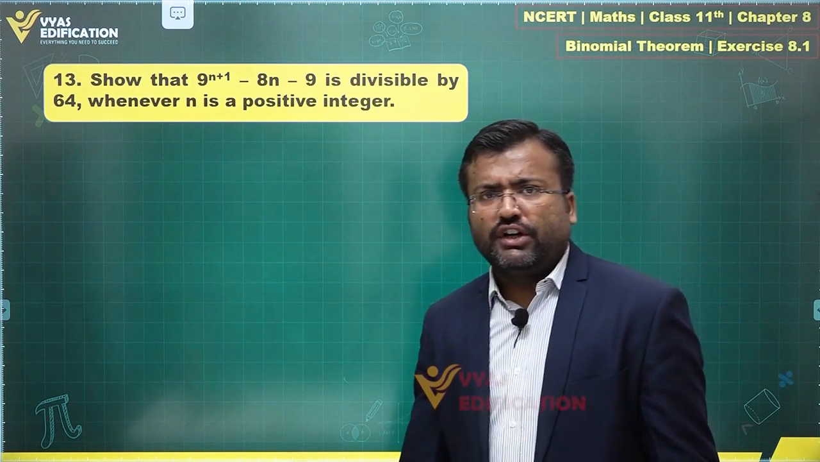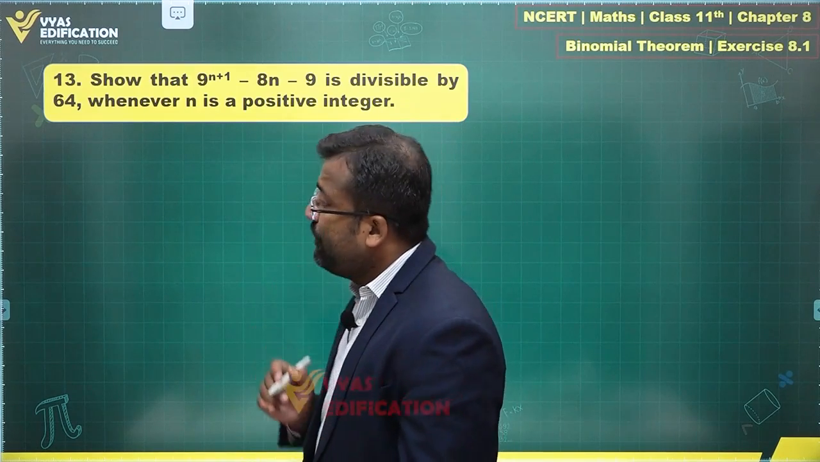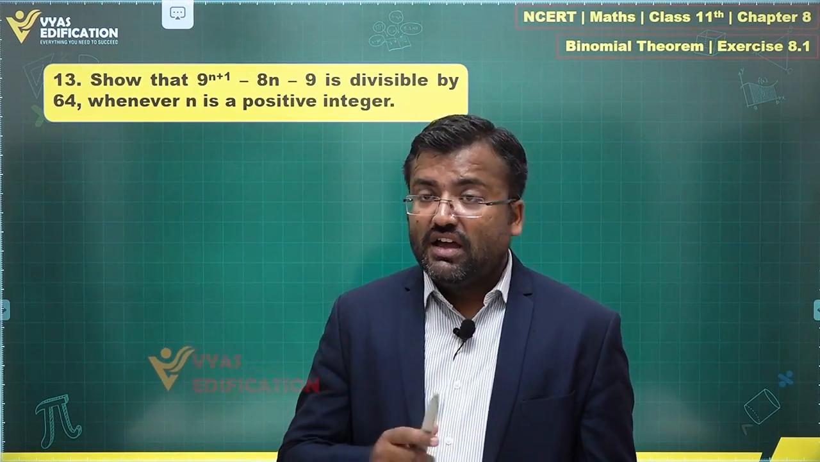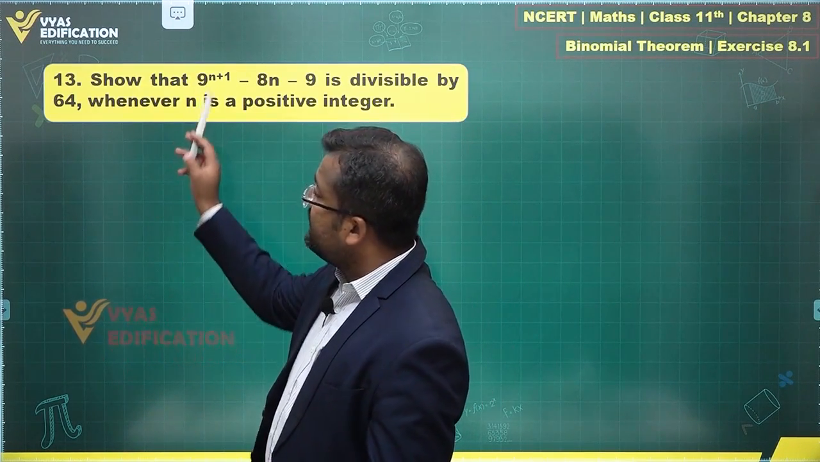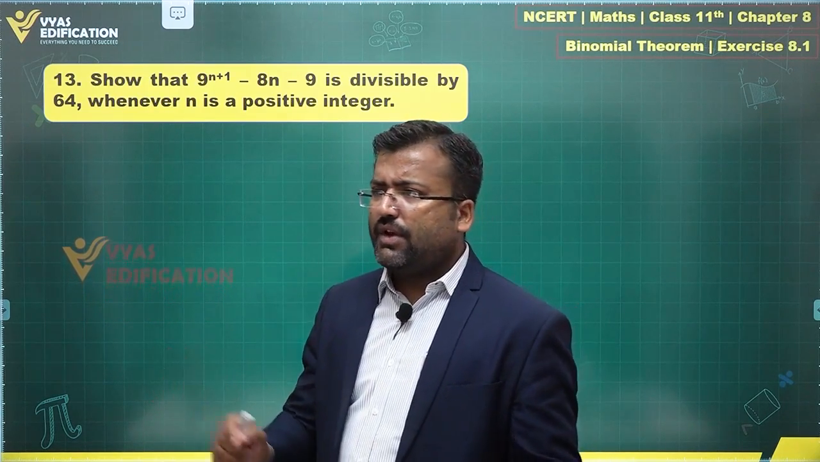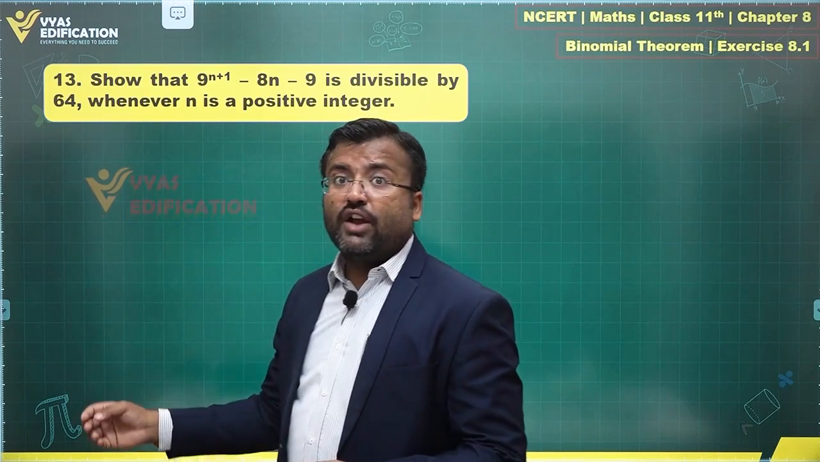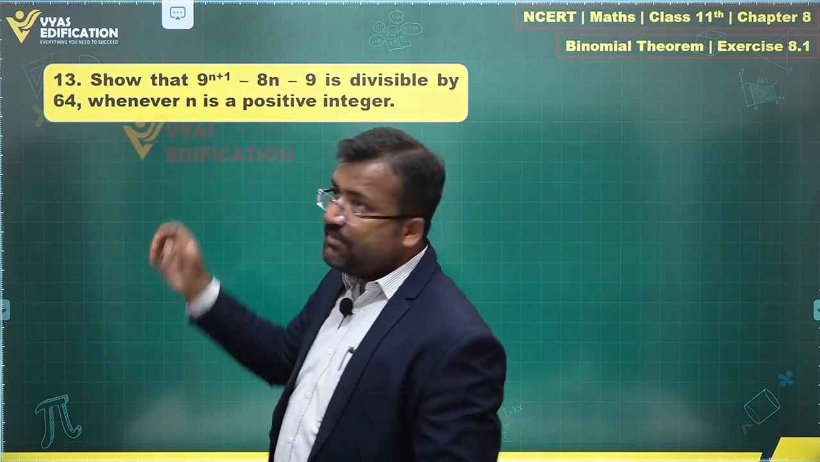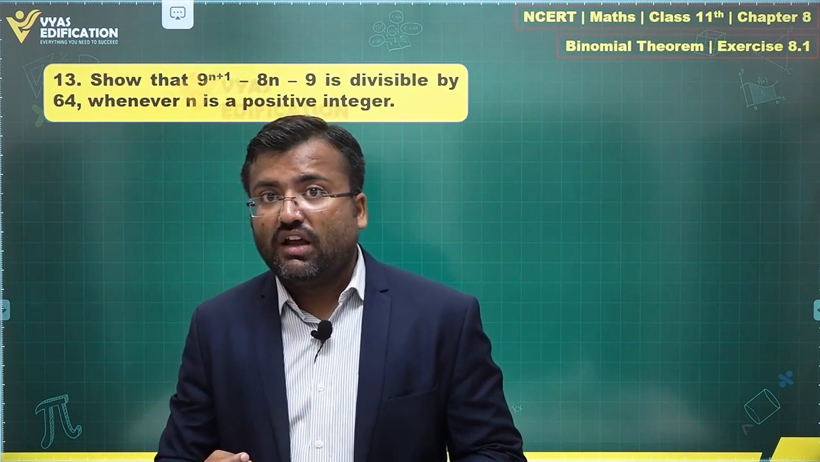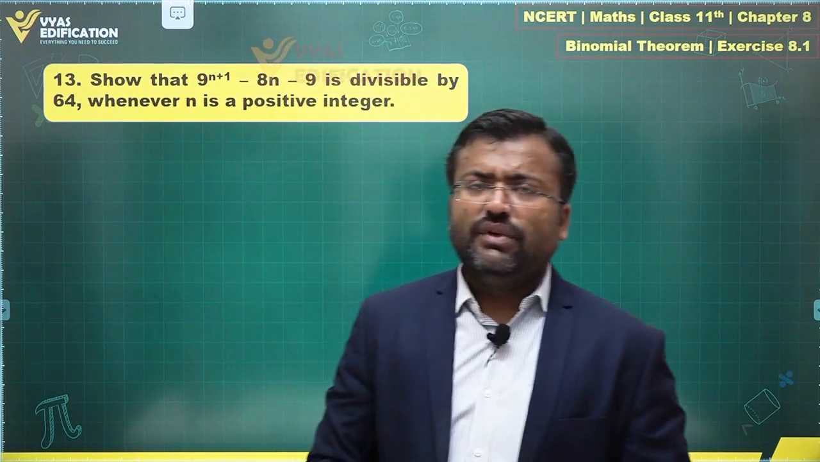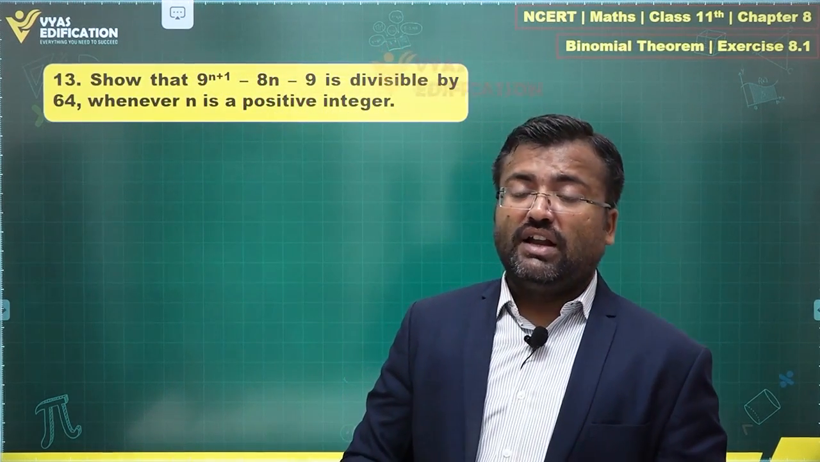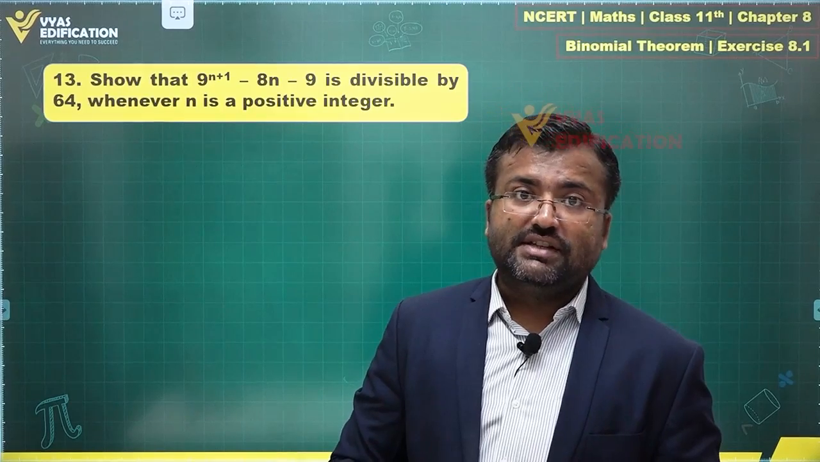Now what's important over here is this 64 is basically a special number which is related to this 9 power n plus 1 in some way. What's the way in which it is related? That 64 is the square of 8 and yes, this 9 can be written as 8 plus 1. Okay, so we'll begin with this 9 power n plus 1 and try to use binomial expansion on this.